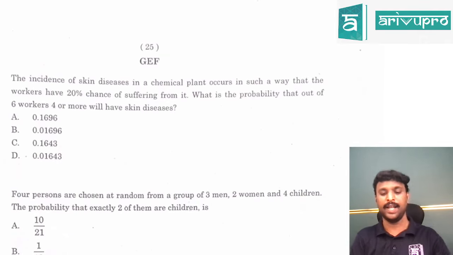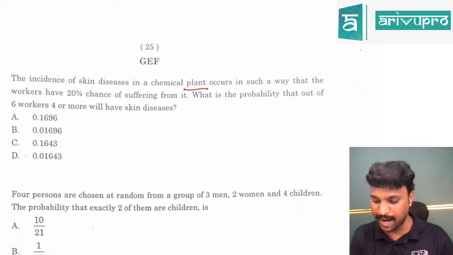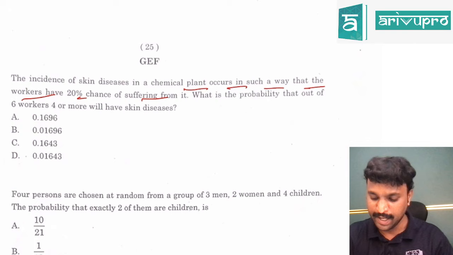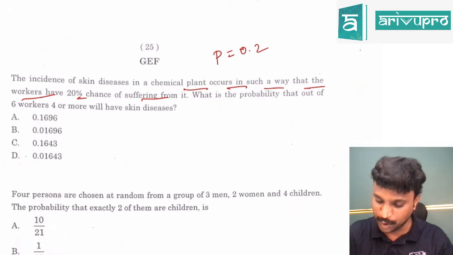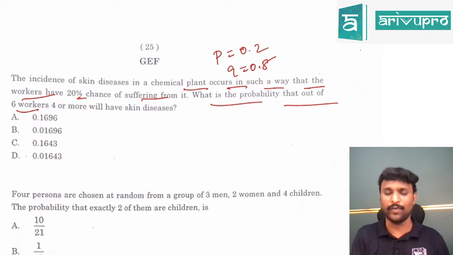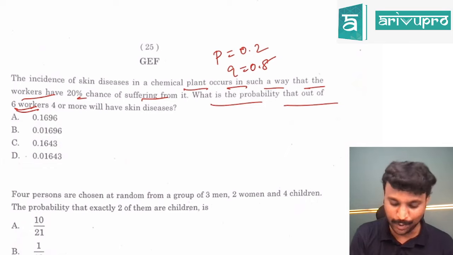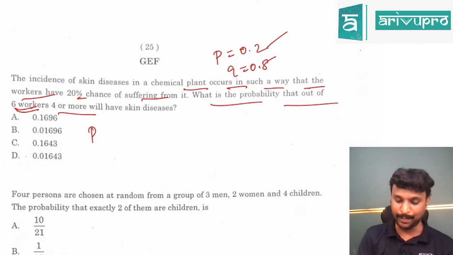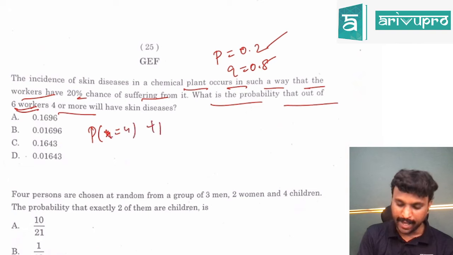Guys, 94th question. The incidence of skin disease in the chemical plant occurs in such a way that the workers have a 20% chance of suffering from it. So success is 20%, that means 0.2, and the failure is 0.8. What is the probability that out of 6 workers, 4 or more than 4 will have a skin disease? Why am I taking success and failure? Only 6 workers, so binomial distribution can be used. Having the skin disease is a success, therefore 20% is taken as P. So 4 or more than 4 means X equal to 4 or X equal to 5 or X equal to 6.